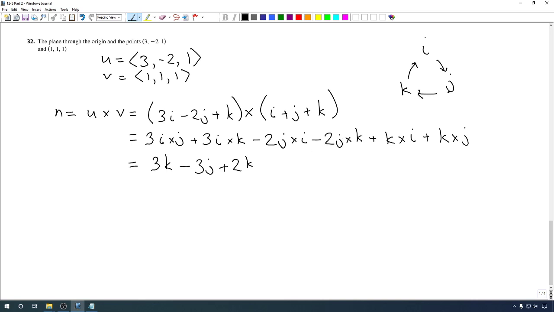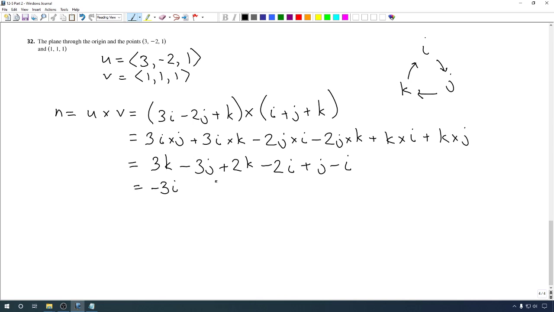J cross with k, going with the arrow, so I get a positive i, but there's a negative there, so minus 2i. K cross with i, I'm following the arrows, and I end up with j. And then finally k cross with j, I'm going against the arrows, so I end up with a negative i. Or in other words, because we have to combine like terms, we have a minus 2i, we have a minus i, so we have a minus 3i.